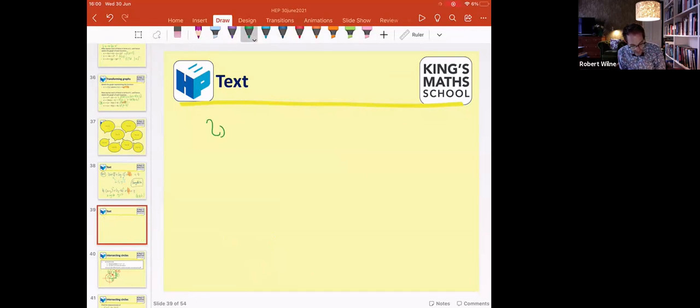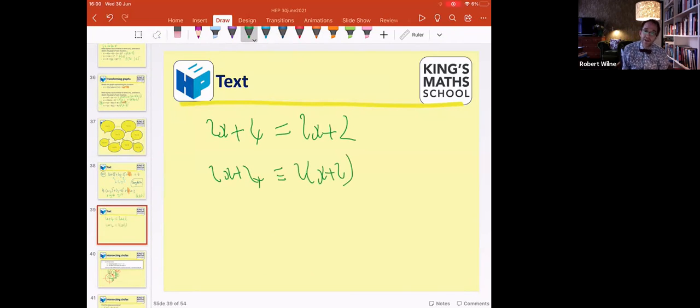So if I write 2x plus 4 equals 2x plus 2, I'm saying that's true for some values of x. If I write 2x plus 4 is the same as 2 of x plus 2, I'm saying that's true for all possible values of x. I just make it clear that they mean different things. I just use it all the time. I've just learned to use it.